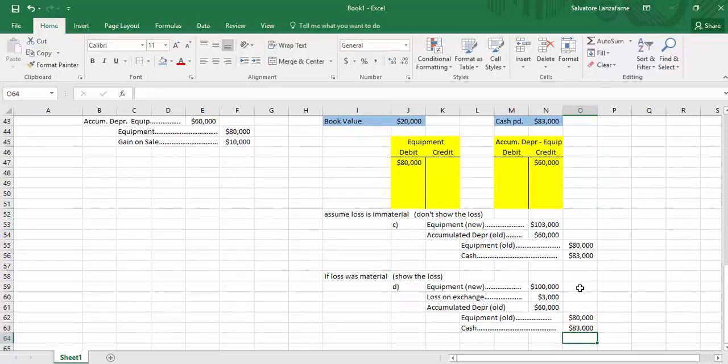So here are the two scenarios if you have a loss. The first one is you don't show the loss because the loss was immaterial. And in D, I said, what if the loss was material? And we actually get to show the loss.